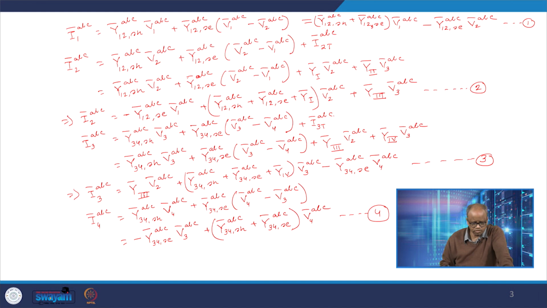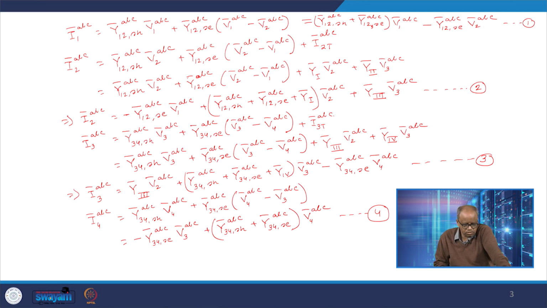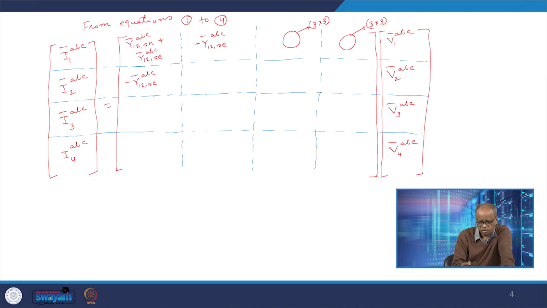All zeros are 3 cross 3. So minus Y1 2 AC ABC. So this is minus Y1 2 AC ABC. And this one, Y1 2 shunt, Y1 2 series. So this is Y1 2 shunt plus Y1 2 series ABC.